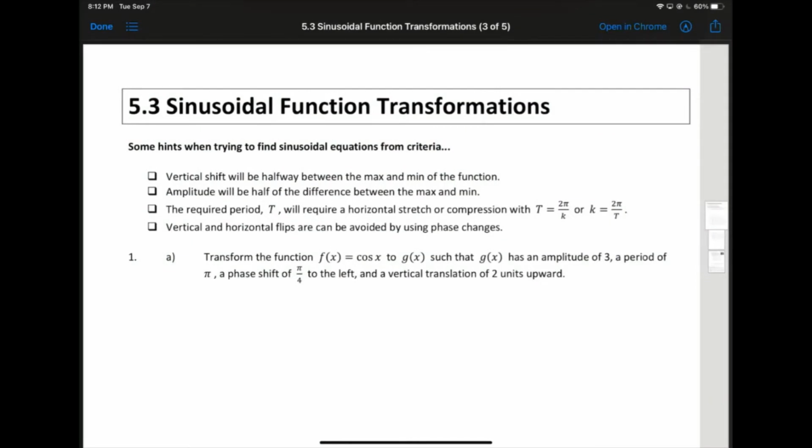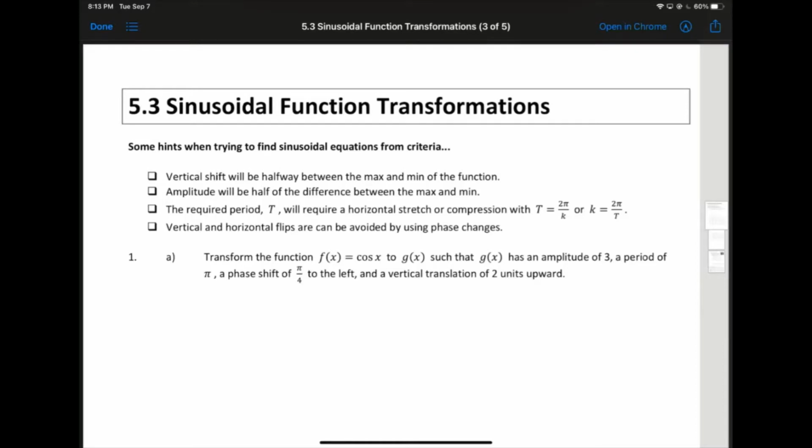Let's go through a few hints that we can use to try and figure out what the equation is going to be for a sinusoidal function that has certain criteria. First hint, the vertical shift will always be halfway between the maximum and minimum of the function. So for instance, if a function goes between 4 and 6, the midpoint 5 would be the vertical translation. It basically has an amplitude of 1 and has moved up 5.